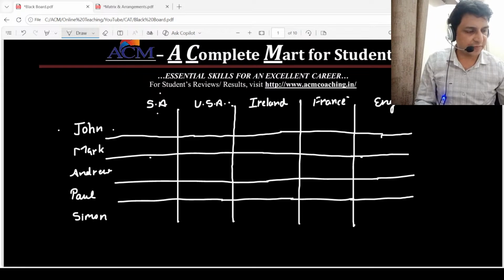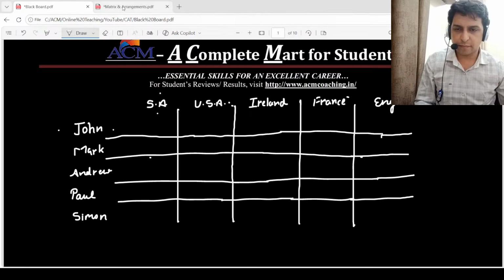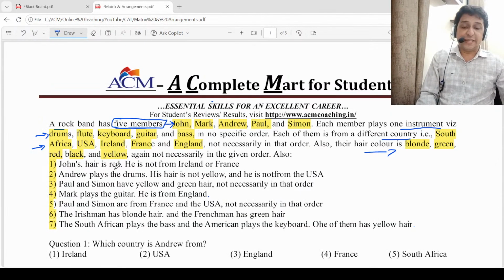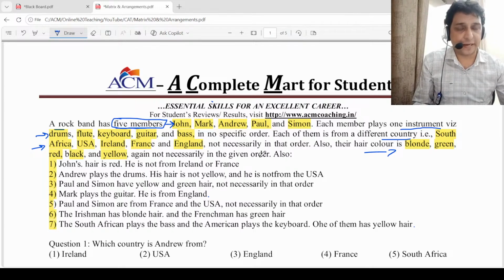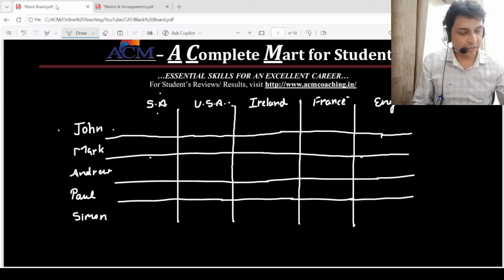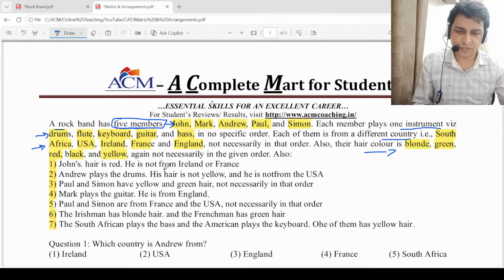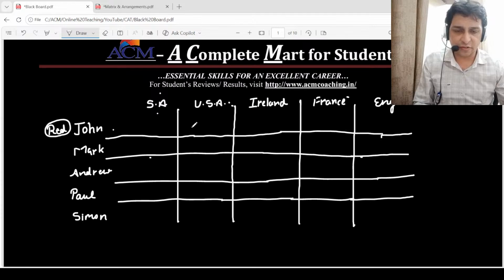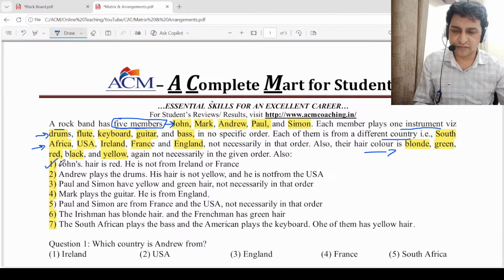So the first information that has been given to us is John's hair is red and he's not from Ireland or France. So first of all, we'll write the information about John. John's hair is red, so write red anywhere you would like to. Let's write red. The hair color we're going to write on the left hand side. And he's not from Ireland or France, so we'll put a cross for Ireland and a cross for France. This information has been used.